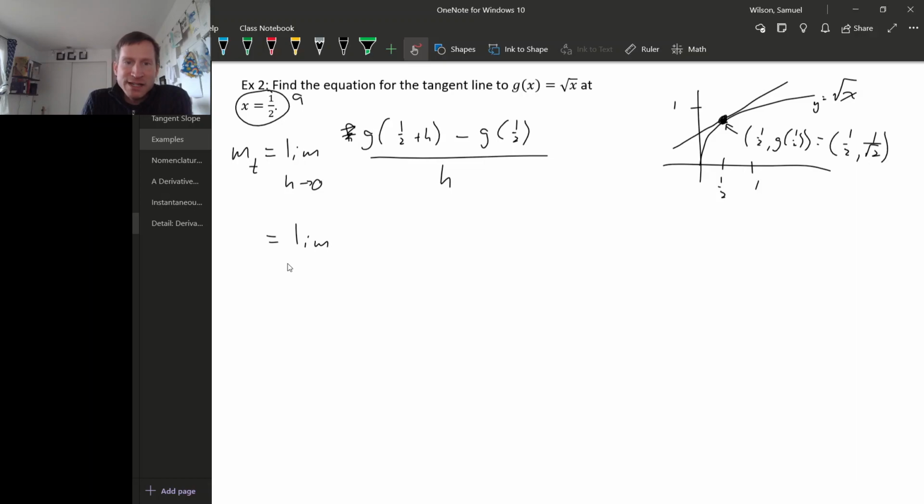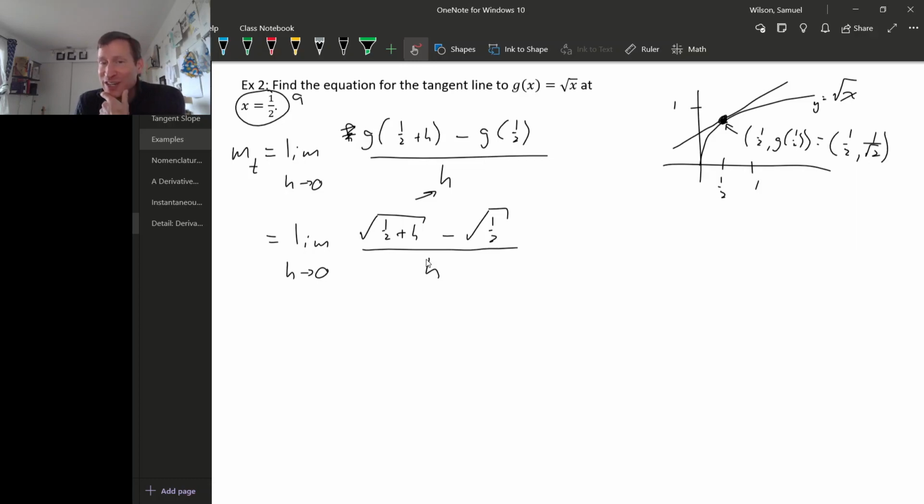Okay, so limit as h goes to 0. As usual, if we tried to just plug in h equals 0, we'd get 0 over 0. We need to somehow cancel that h down there. So g of 1/2 plus h, that's the square root of 1/2 plus h, minus g of 1/2, that's the square root of 1/2, and then the denominator is just h. All right, so we need to do some kind of algebra so that we can cancel this denominator.